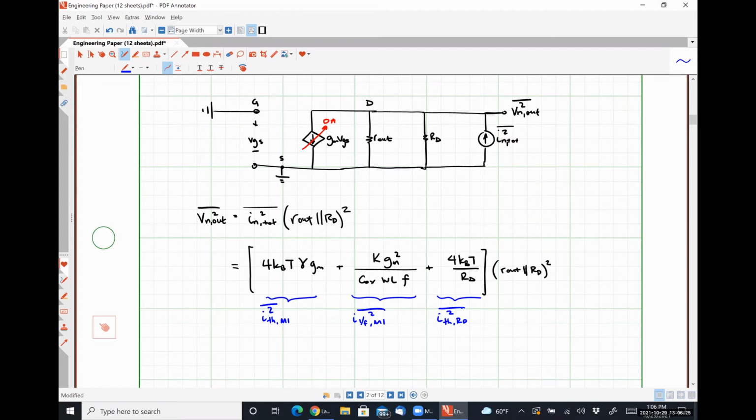So we have some idea of what the output noise is. We threw some numbers in here, we could make a calculation. Is that helpful? How?